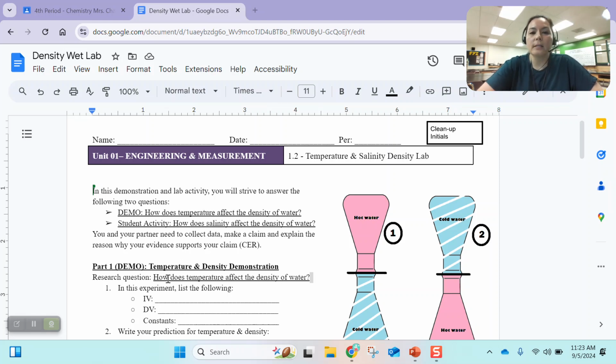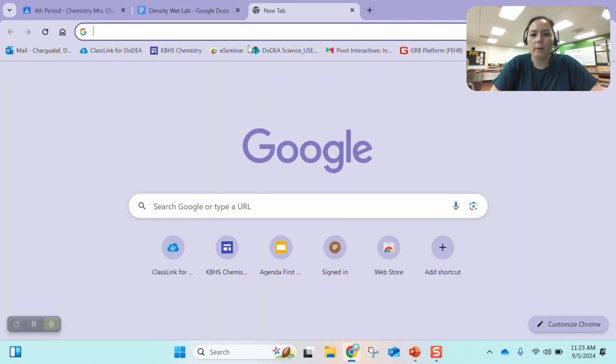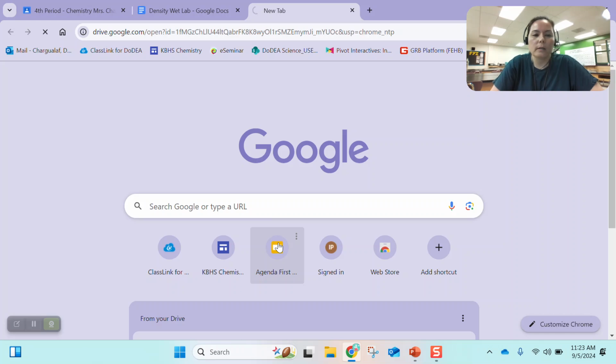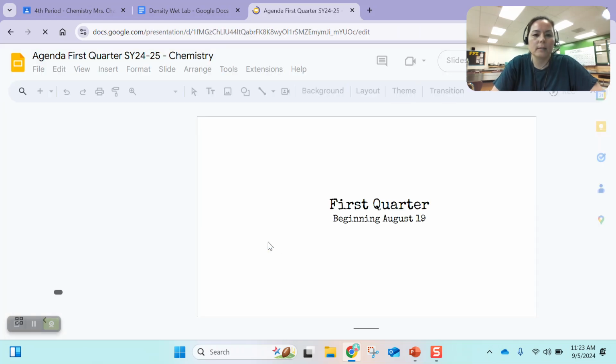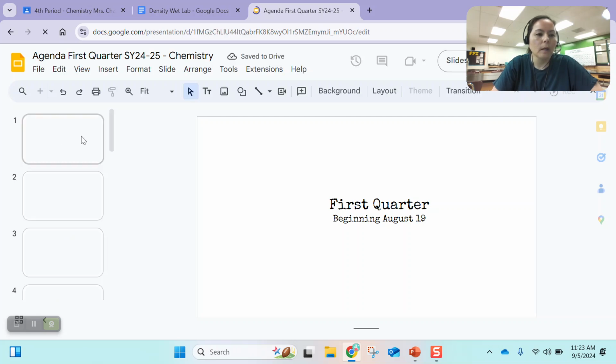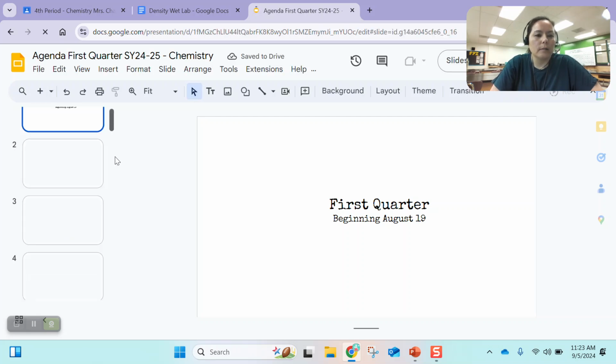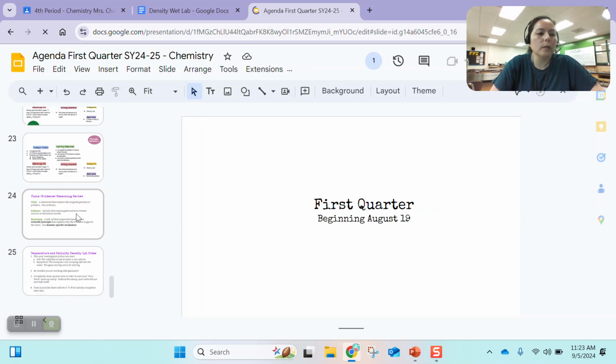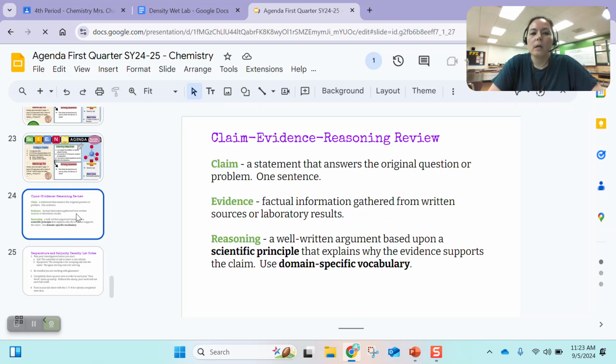Before we actually get into that, though, I wanted to make some points with you, going over some stuff with our CERs. So, a really big critical component of our CER is actually the R part, which is reasoning. And so, going into your agenda, let me just show you real quick here. I have a slide that's embedded in your agenda that shows you the different parts of the CER writing process, which is helping you to create a well-written argument to answer a scientific question.